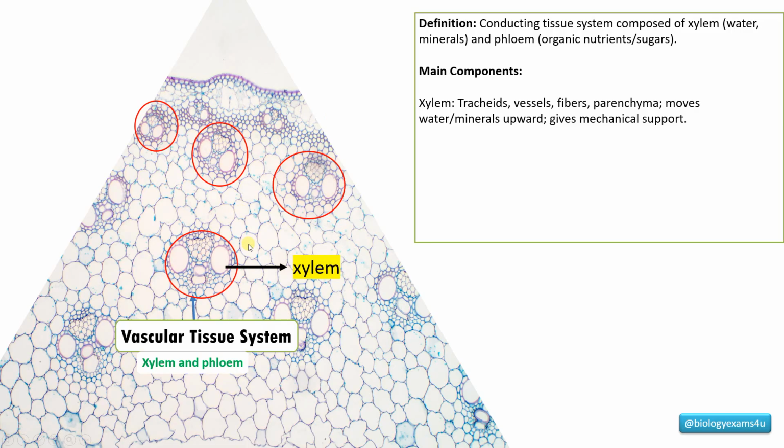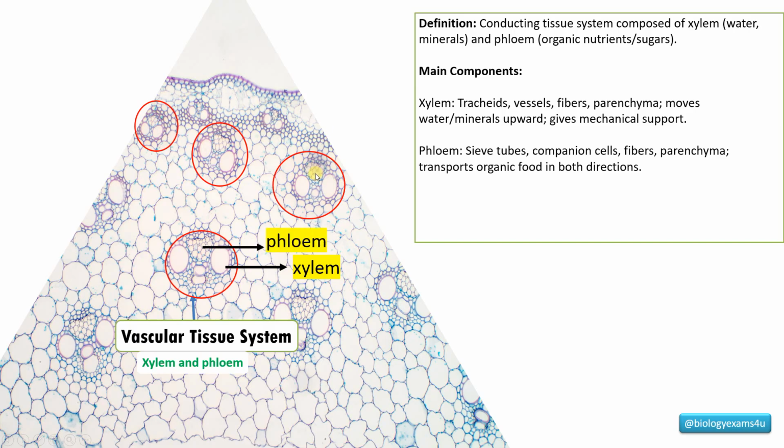So this is the xylem. As you see here, this is a phloem that is made up of sieve tubes, companion cells, fibers and parenchyma cells that transports organic food in upward and downward directions. The distribution, it is often arranged in strands or bundles throughout root, stem and leaf.